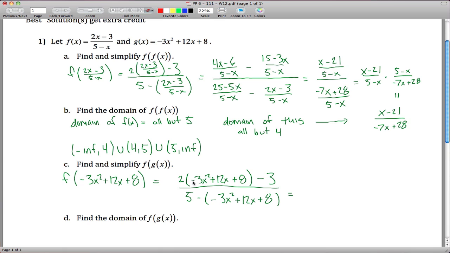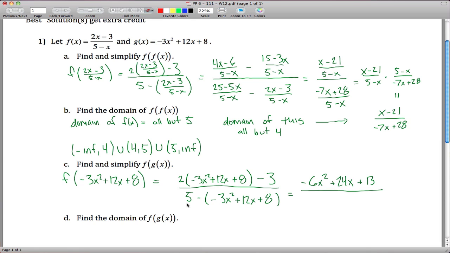And what I get here is, if you take this 2 and multiply it through, you get negative 6x squared. 2 times 12 is 24x. And 2 times 8 is 16. And you got to subtract 3. So we'll call it 13.